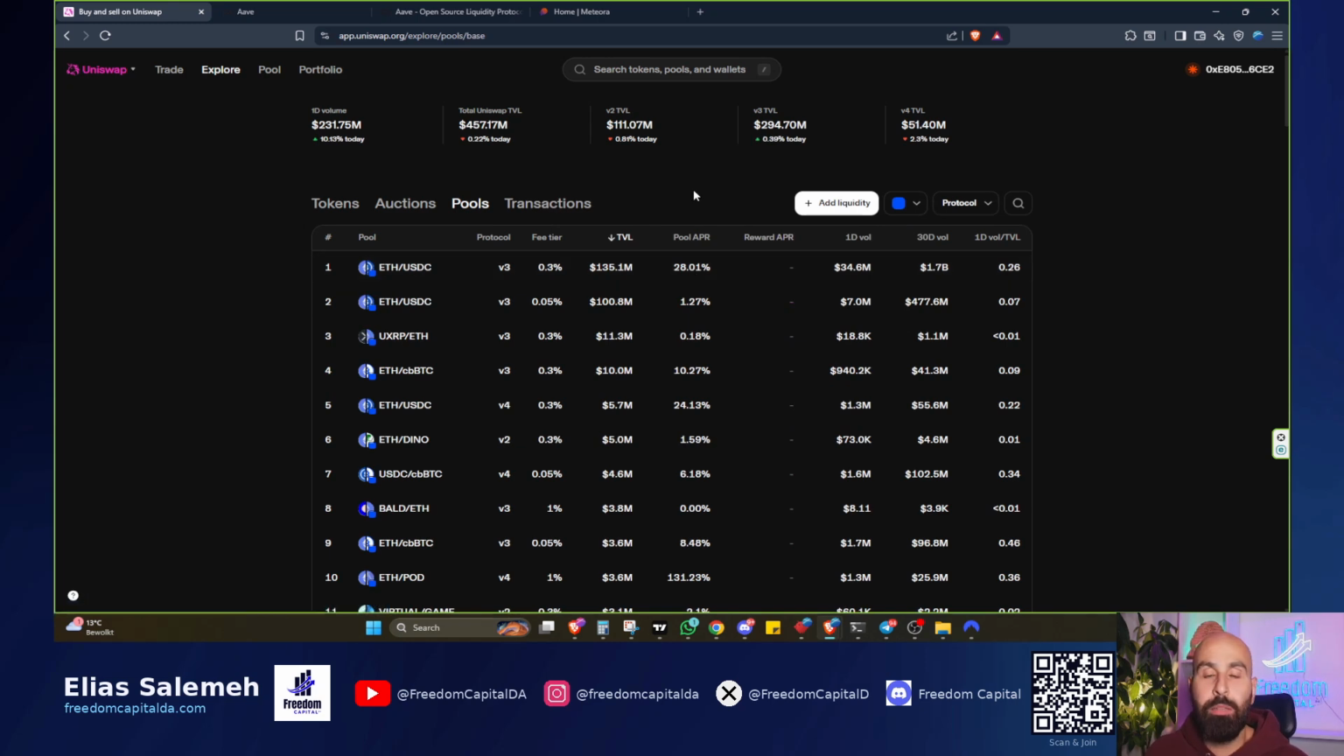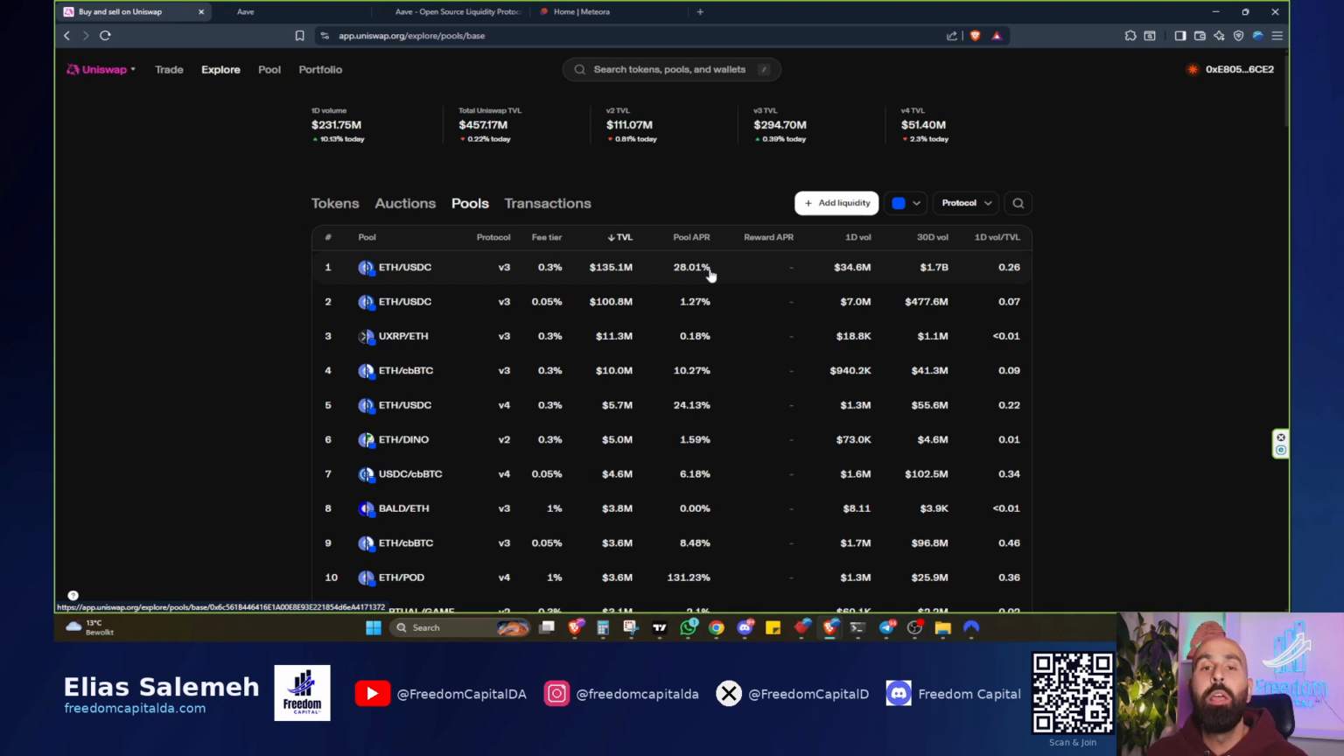So this is the expected yearly return from obviously the fees that traders pay. Reward APR is not available for any of the pools. 1 day volume 34 million, 30-day volume 1.7 billion for that specific pool. Definitely a very big volume, which is very good. And then 1 day volatility per TVL 0.26. One thing I would like to highlight here, the most important metric for you is the pool APR. You need to see if the return that you are getting for providing liquidity outweighs the risk of impermanent loss. As you know, we talked about impermanent loss in the lesson.